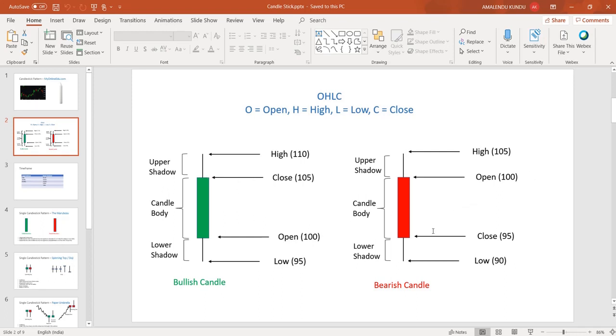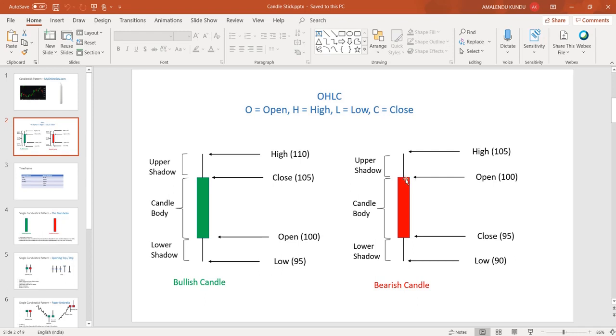Similarly, on a bearish candle, the upper half of the body is called the open. So the difference between the bullish and the bearish is the open and close. The rest, high and low, are the same, as you can see. This is the high, this is the high, this is the low, this is the low. But here the open starts from the lower part of the body, while here the open starts from the higher part of the body.